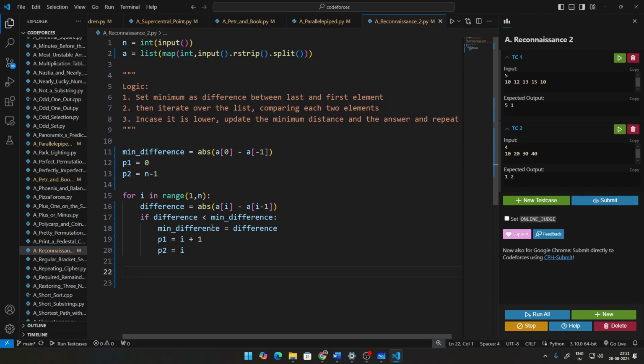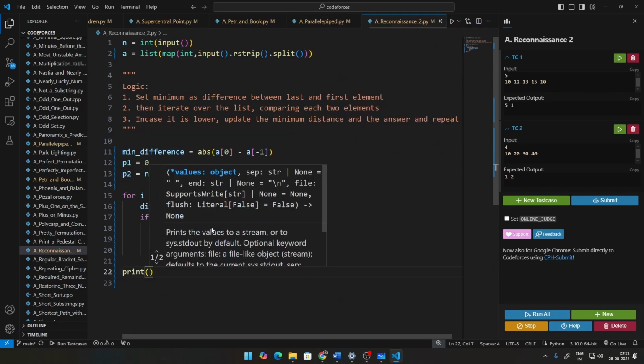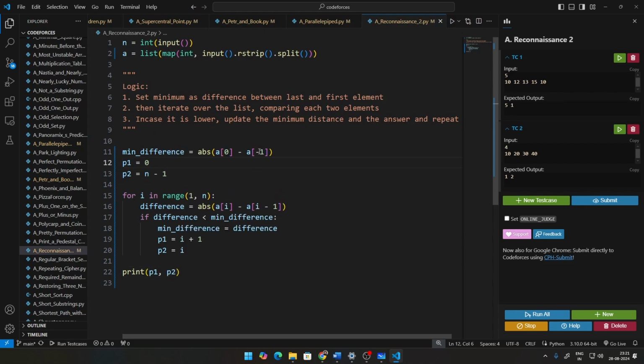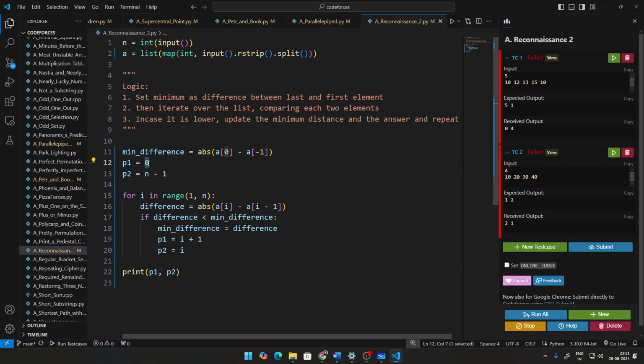Once all of these are updated, finally just go ahead and print P1 and P2, and we should be done with this code. Right. One more thing is, this won't be 0, this will be 1. Okay, 0 plus 1. I took this index and put it like that, and this won't be n minus 1, this will be n only. Okay, so let's just go ahead and run this code.